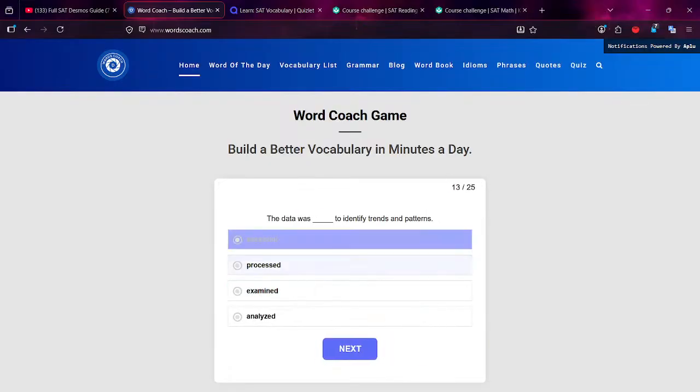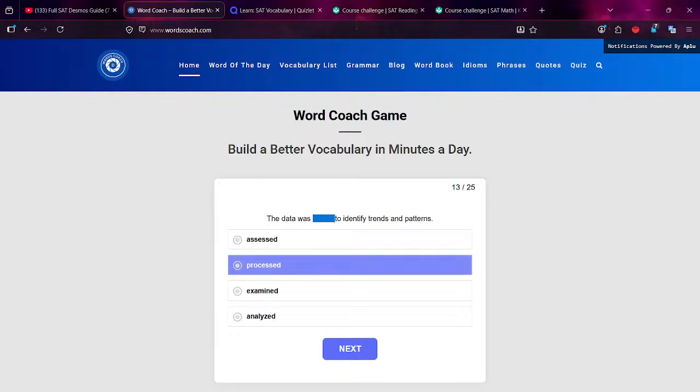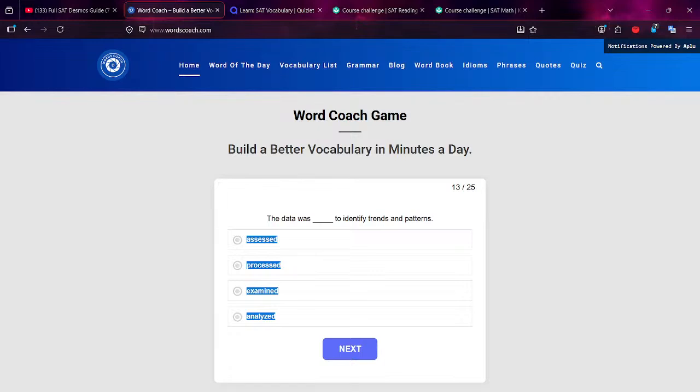Okay. The data was blank to identify trends and patterns. Okay, so the data was assessed, processed, examined, or analyzed. So if it was assessed to identify trends and patterns, that doesn't make too much sense. Processed kind of makes sense. Analyzed, I think makes the most sense.